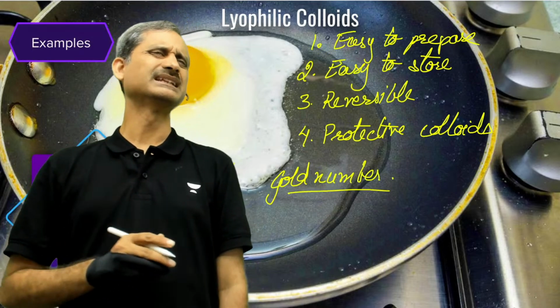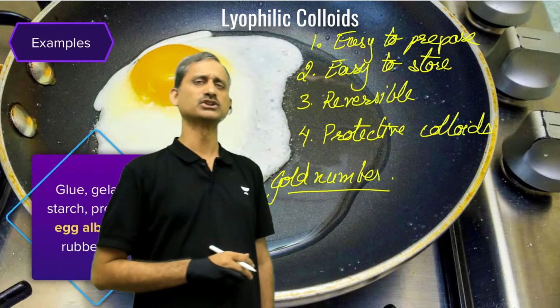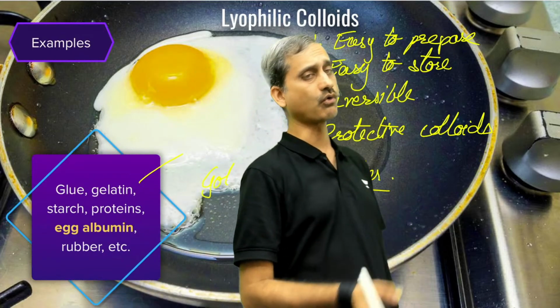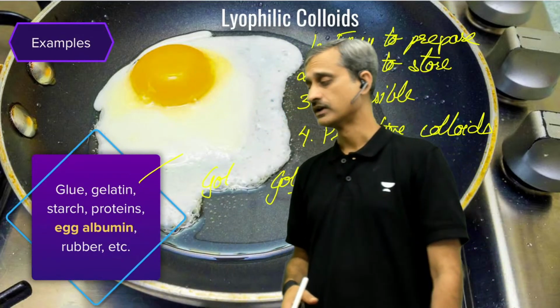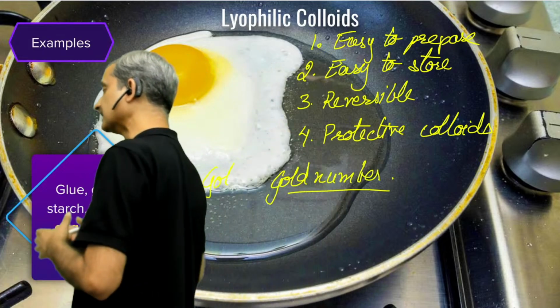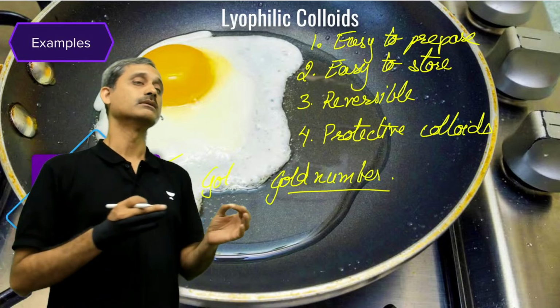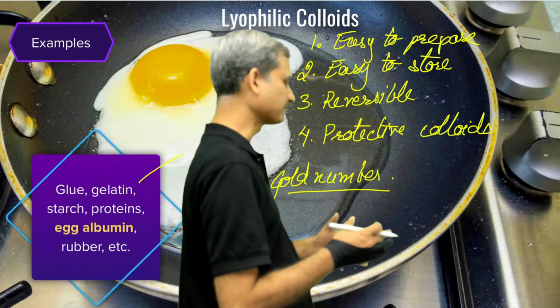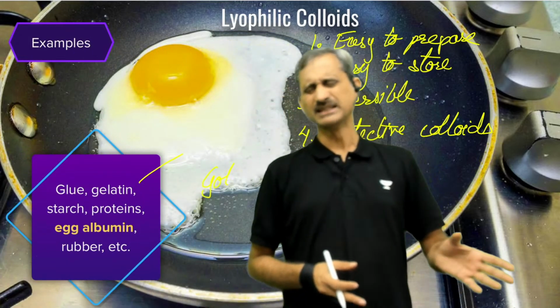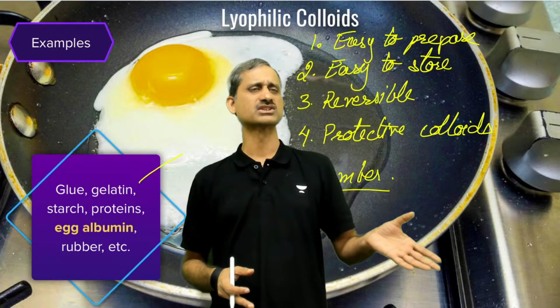Gold number is the milligrams of the protective colloid that need to be added to prevent the coagulation or deposition of the 10 milliliter of the gold sol when 1 milliliter of sodium chloride 10% solution has been added to it. Please remember, the gold number as such is not in your course.